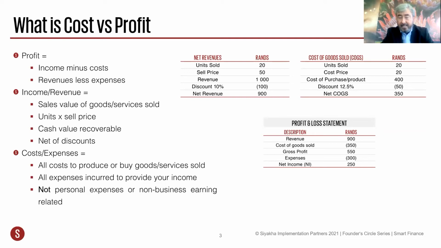Below that, we would take expenses like overheads, salaries, audit fees, accounting fees, marketing, etc., to get us to the net income. So again, very simply put, cost and profit, hopefully that becomes a little bit clearer to you.